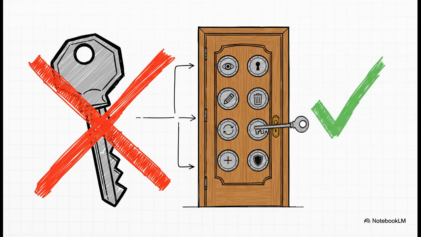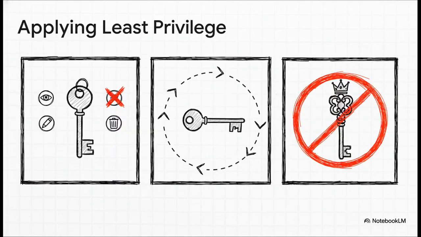All right, next up is a core concept in all of cybersecurity, and it's absolutely critical when it comes to API keys. It's called the principle of least privilege. The idea behind least privilege is actually super simple. A key should only have the bare minimum permissions it needs to do its job, and absolutely nothing more. So if your app only needs to read data, its key shouldn't have permission to delete data.